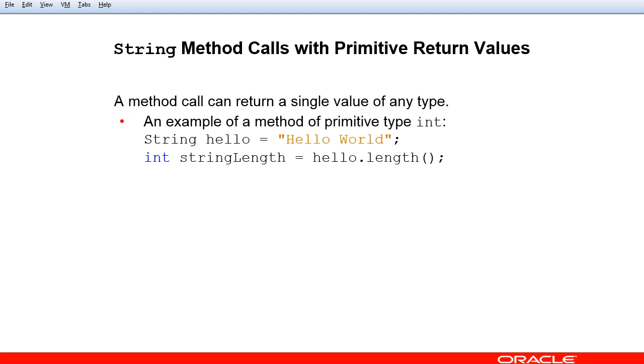In the last line of this example, you can see the use of the reference hello to call the method length using the dot notation hello.length. Because the object this reference refers to is the string hello world that was created in the previous line, this method call will return the value 11 because there are 11 characters in hello world, including the space, and place it in the variable string length. Int is the type of the method length.